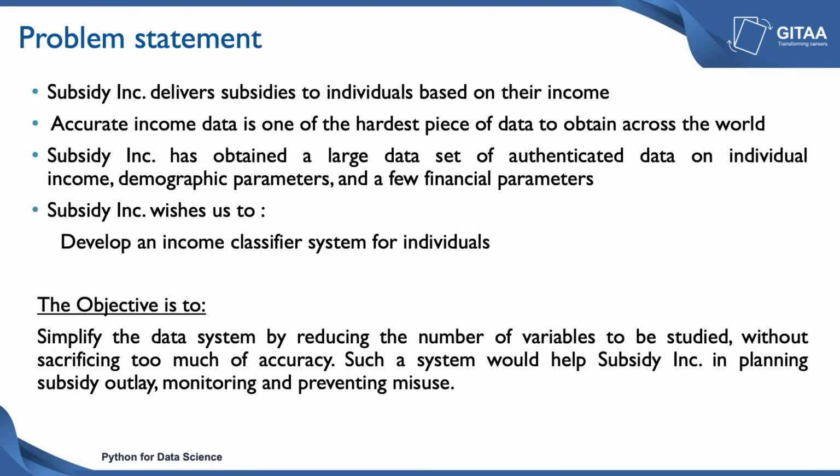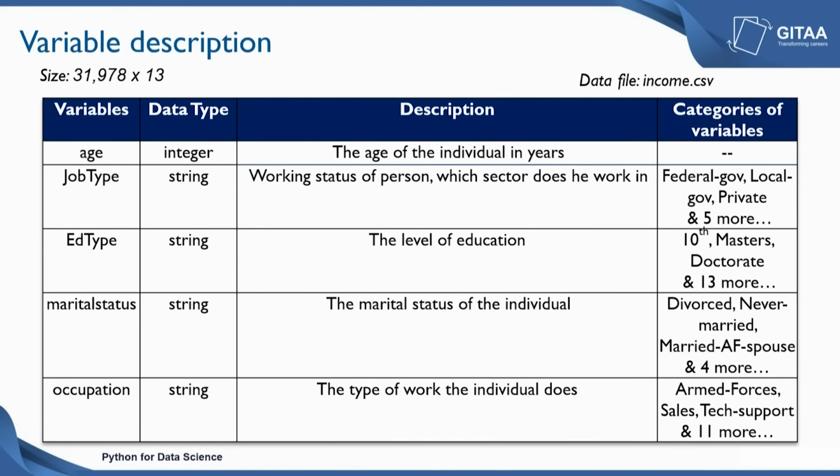Let us quickly look at the variables that are available in the case study that we are going to solve. The first variable is age, which represents the age of the individual in years. Next one is job type, which represents the working status of a person, which sector he works in, like federal government, local government and so on. Next is the education type, the level of education like 10th, masters, doctorate and so on.